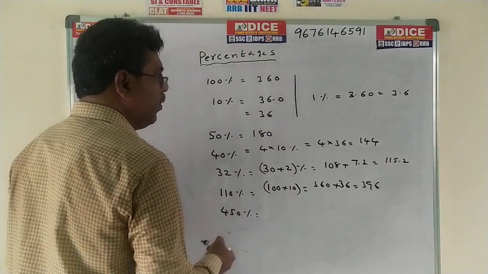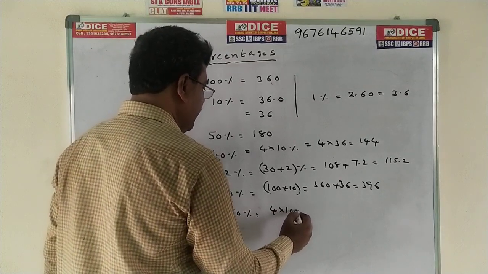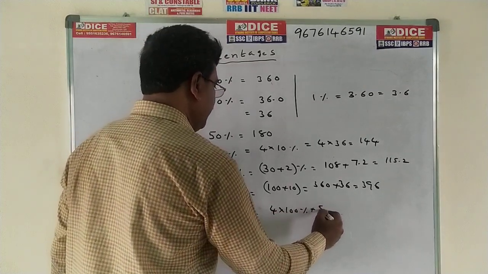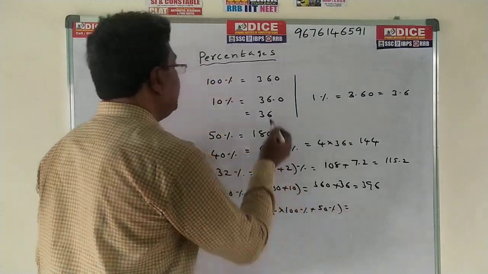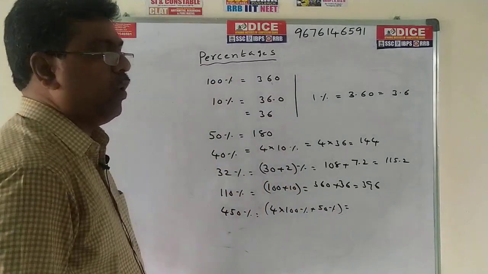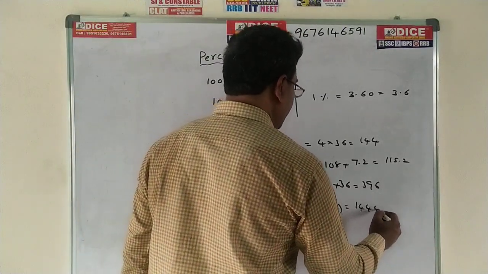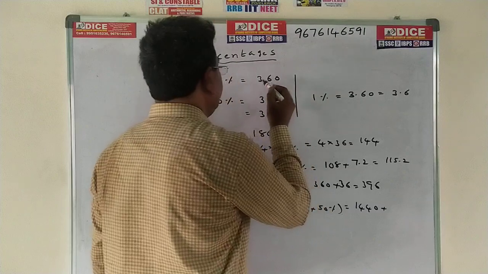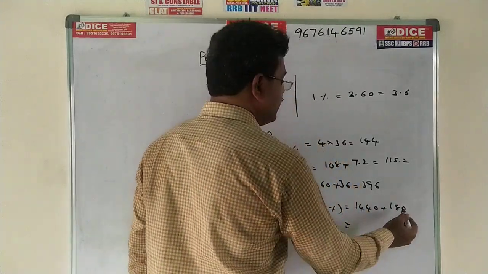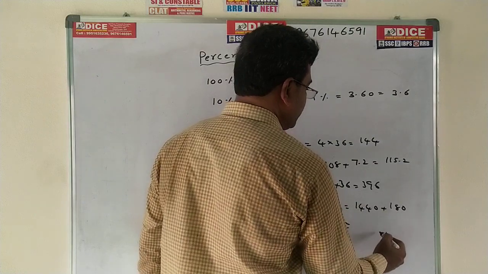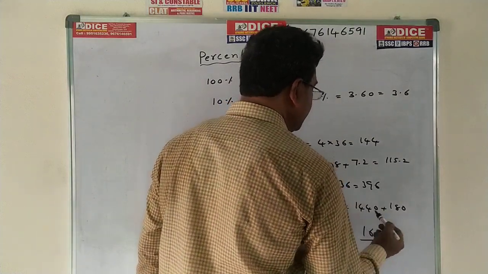450%. How to find 450%? It means 4 into 100% plus 50%. So already you know the 100% value is 360. 360 into 4 is nothing but 1440, plus the 50% value, which is half of this value, 180. What is the answer? 0 plus 0, 0. 8 plus 4, 12, 1 is there. 2 plus 6, 1, 16, 20 is the answer.